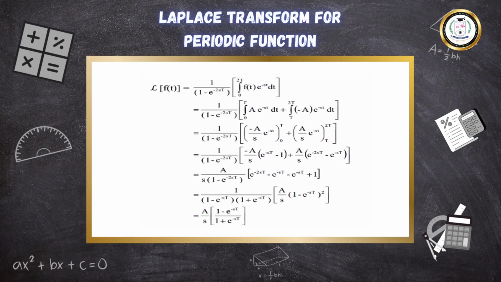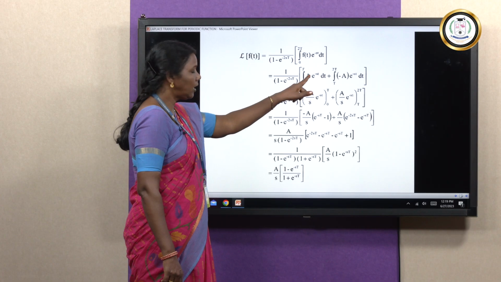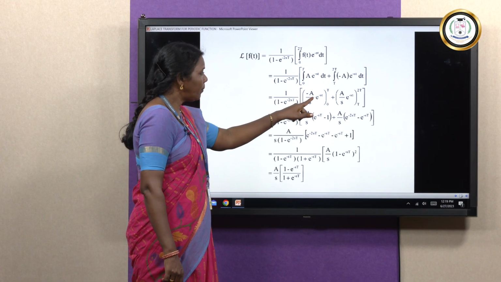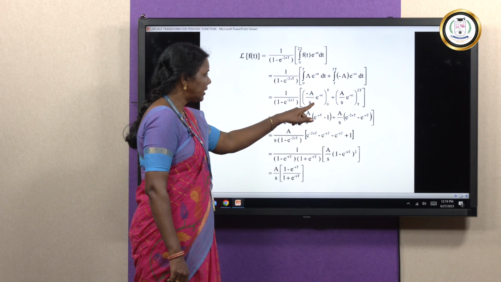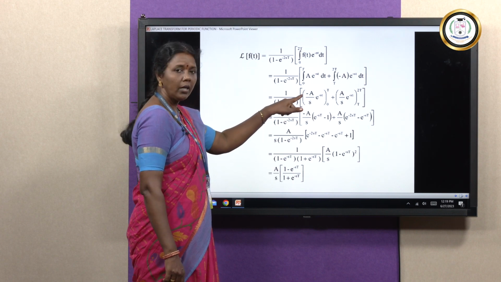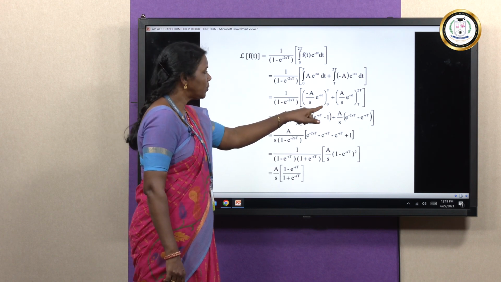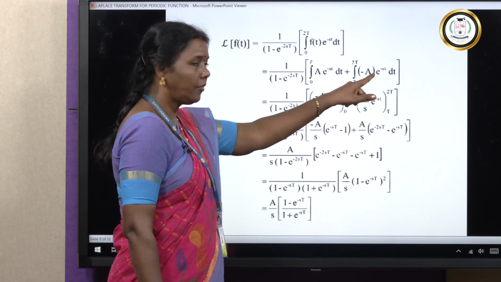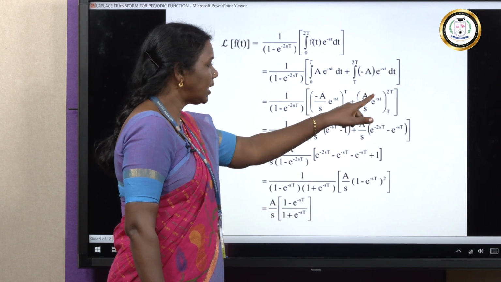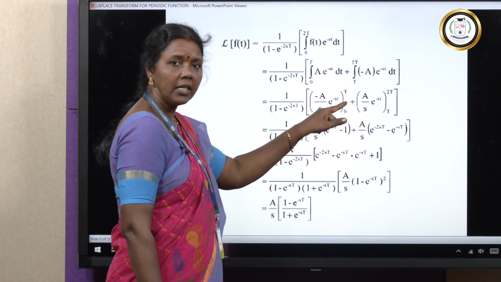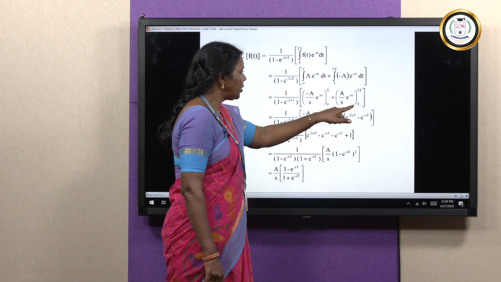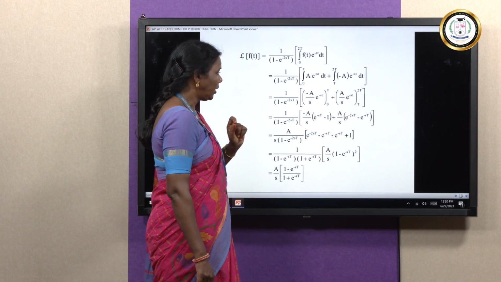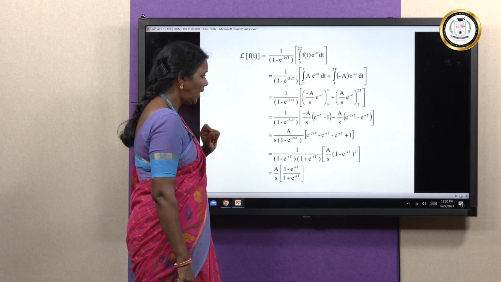So 1 by 1 minus e to the power minus 2sT, a is a constant, so we took a outside. Integral of e to the power minus st is e to the power minus st by minus s, so because of that we got the negative sign here, and it is between the limits 0 to T. And minus a is there already. Integral of e to the power minus st is e to the power minus st by minus s, so minus minus becomes plus, and it is between the limits T to 2T. Now we are going to substitute the limits.